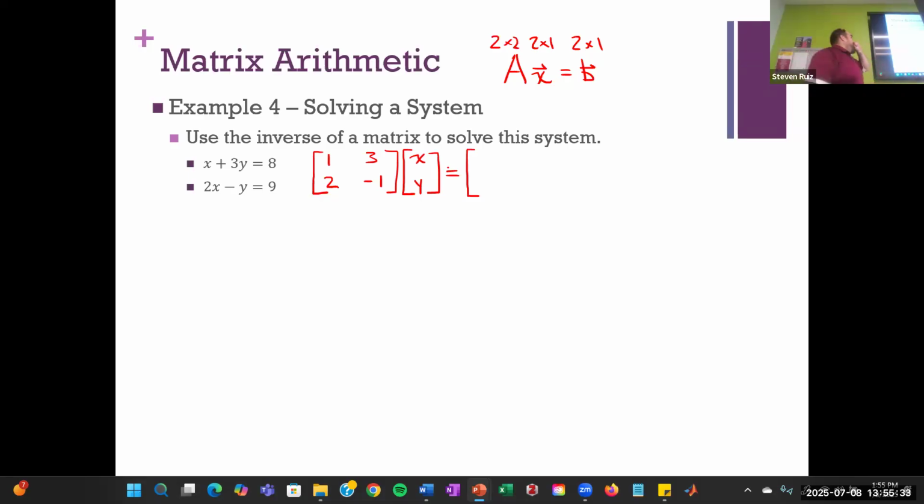And then what happens if I multiply a row by a column here? I get 1x plus 3 times y. What does x plus 3y equal? According to this system, 8. And then 2x minus y is equal to 9. So when we write down that augmented matrix, what we're really doing is condensing the matrices A and B into one thing, knowing that the vector x always looks the same.